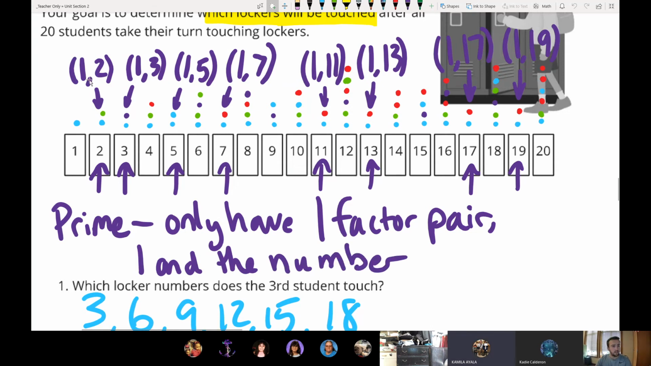You see how these factor pairs here, 1 and 2, give us 2. 1 and 3 give us 3. 1 and 5 give us 5. So the only factor pair that they have are 1 and that number. Does that make sense? Yes. You can ask questions if you don't understand. And that goes for Camila or anybody.